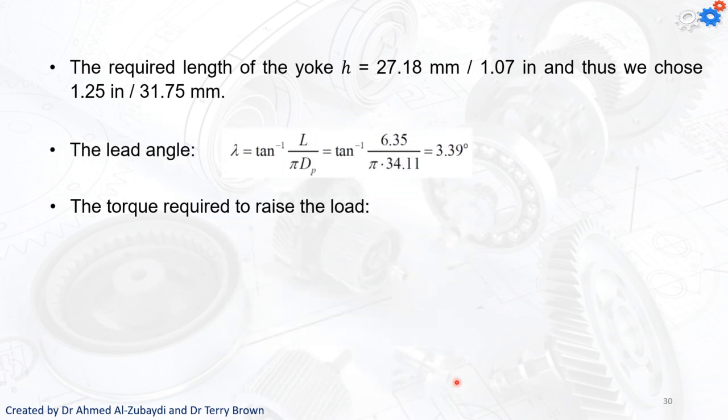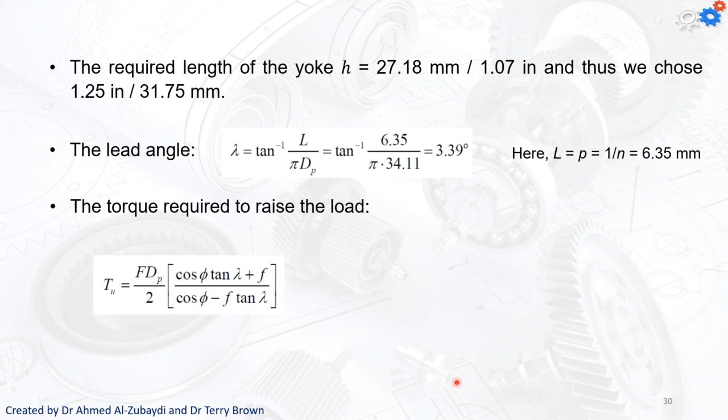The lead angle now can be calculated, which is going to be equal to the L, which is 6.35 divided by the pi dp, which is the pi multiplied by 34.11. How we got these values? We simply just got them from the table 71. Now, that's how to find the L, the P, which is going to be 1 over N, and this will give you 6.35 millimeters.